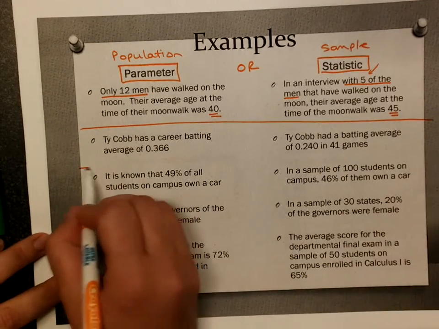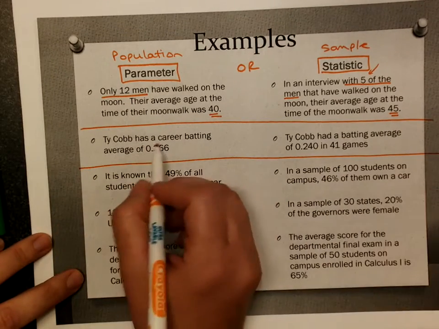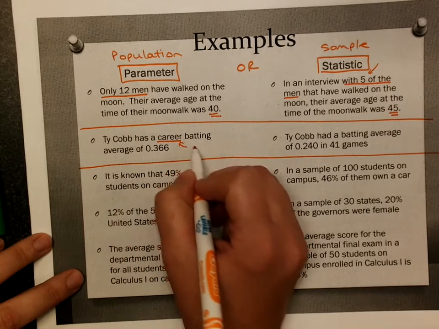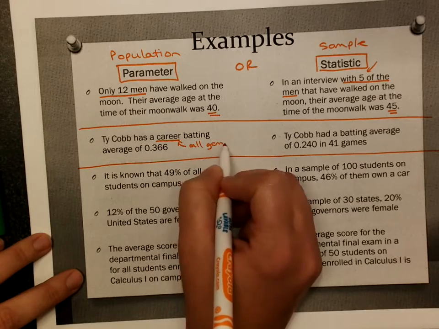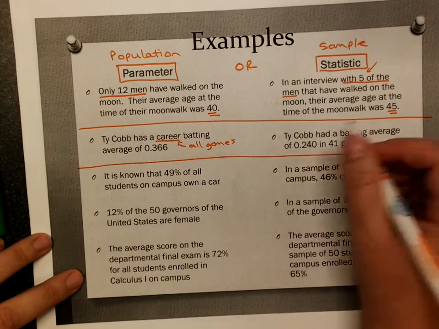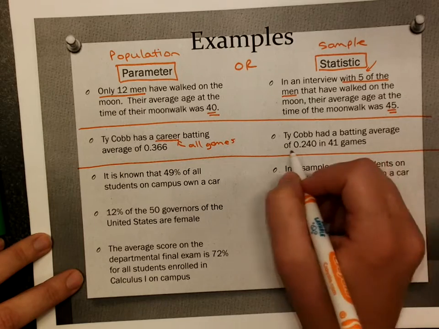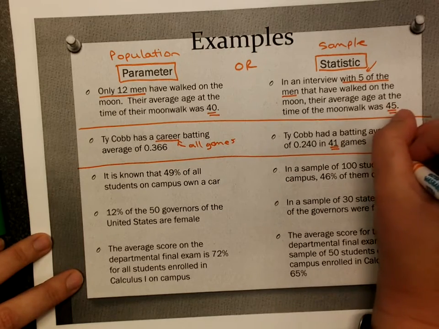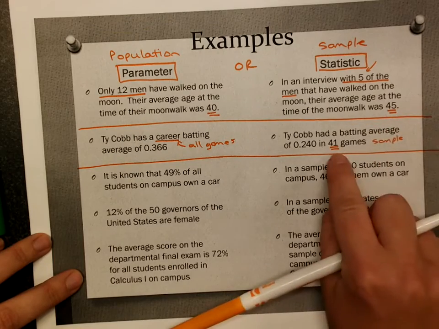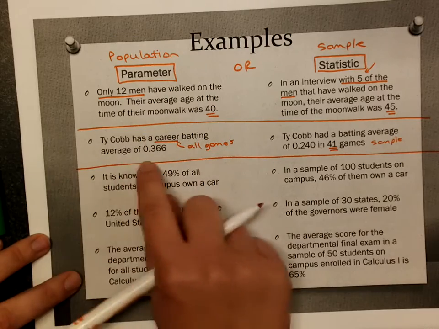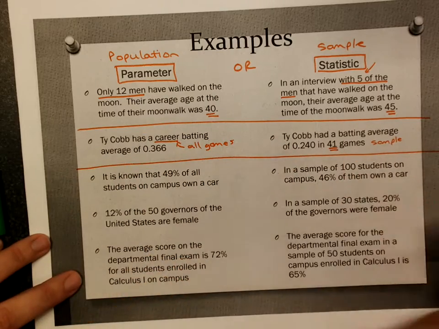So similarly, we have Ty Cobb, who has a career batting average of .366. That's all of his games. So that's his population, all his games. Versus if Ty Cobb had a batting average of .240 in 41 games. So that's a sample of just 41. So same situation, one's referring to a parameter and the other one's referring to a statistic.